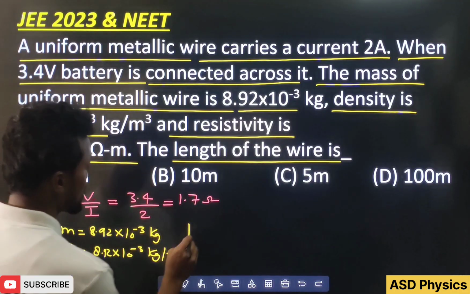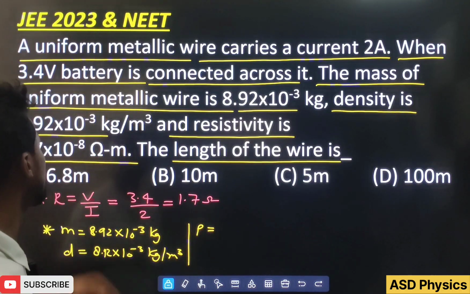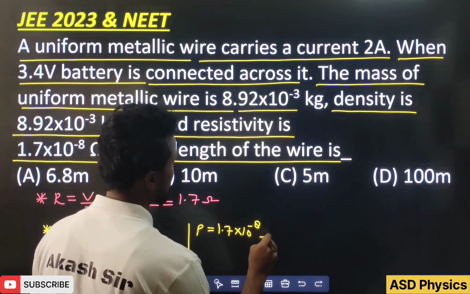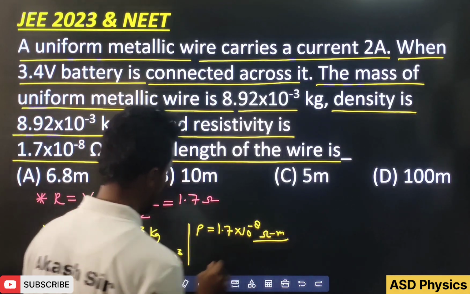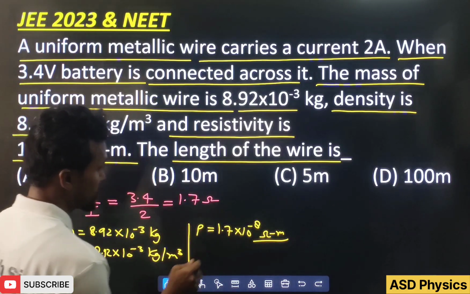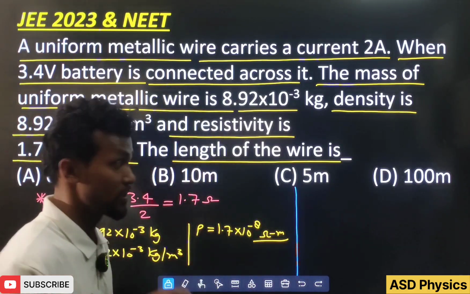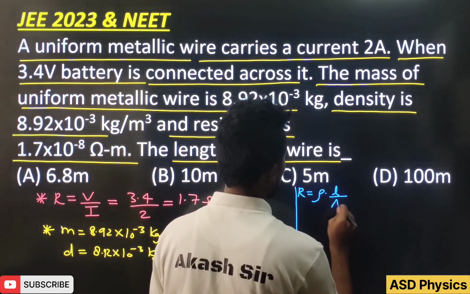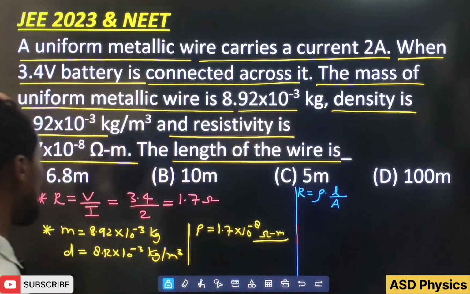After that, what is the resistivity given here? The resistivity is given here, see, 1.7 into 10 power minus 8 ohm meter. Okay, so we can see here, students. Now, how to do the question here? See here, R equal to rho L by A. Correct? R equal to rho L by A.